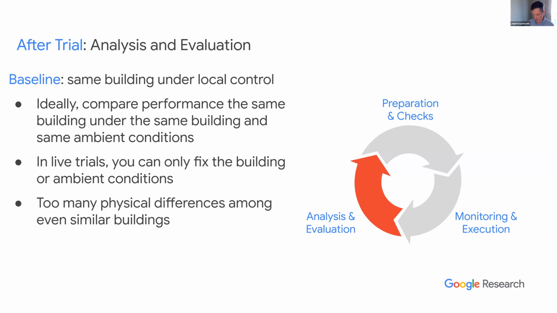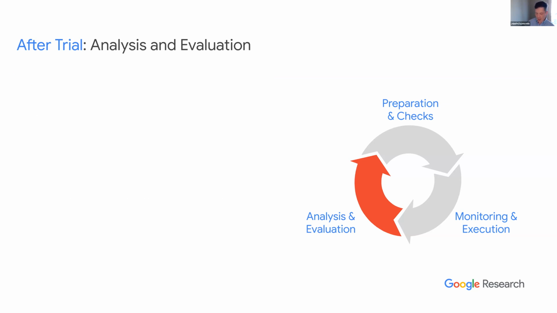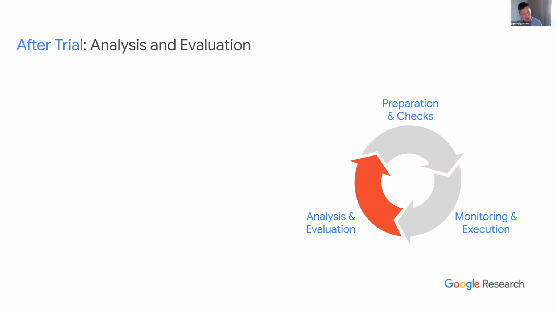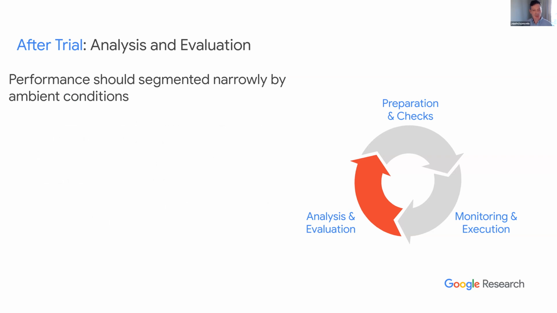And even though there are many similar buildings in the area, there are too many physical differences amongst these buildings to be able to be compared. So we essentially compare against a baseline, which is the same building under local control, under the rules-based control. And after the trial, we break down the results into similar ambient conditions.